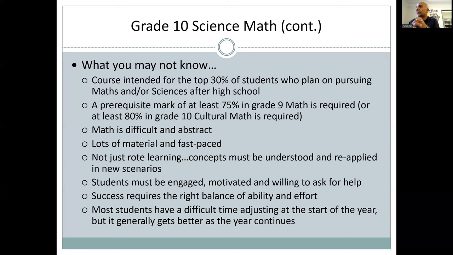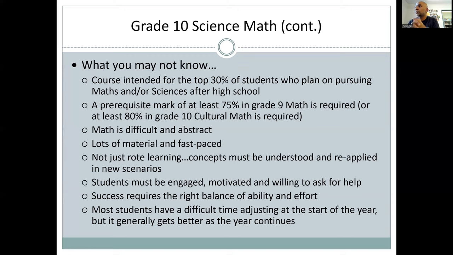A prerequisite mark of 75% is required for the course. It's actually not a steadfast rule. There's about 110 students in the course right now, and about 20 of them didn't meet this requirement, but are still allowed to take the course. That's why we oftentimes see students struggle: they didn't meet the recommendation to come into the course, but they decided to take it anyway.